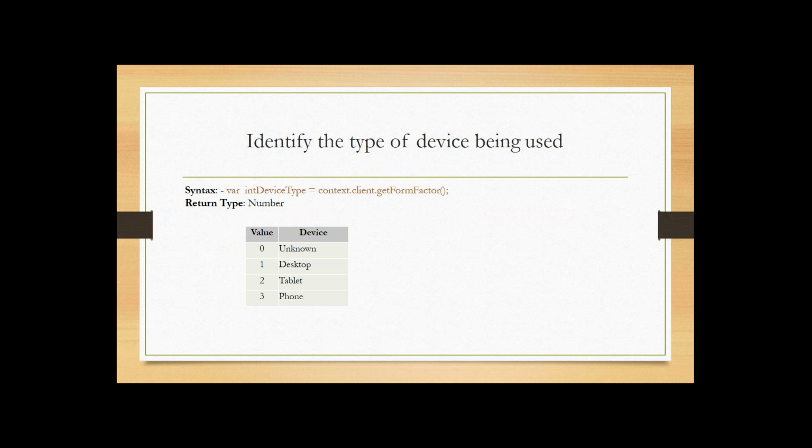The next new method is getFormFactor. This method is used to identify the device which is used by the user to access the CRM. As shown here, it will return a number from which we can easily identify what type of device has been used by the user to access the CRM.